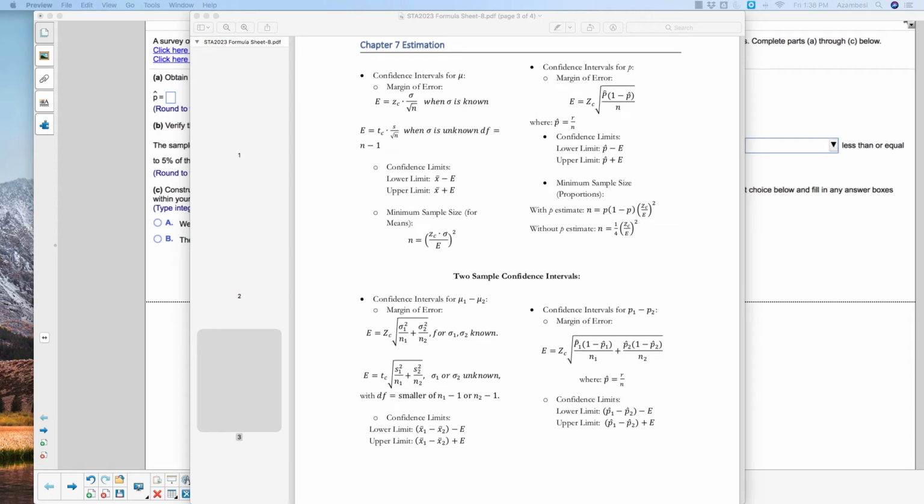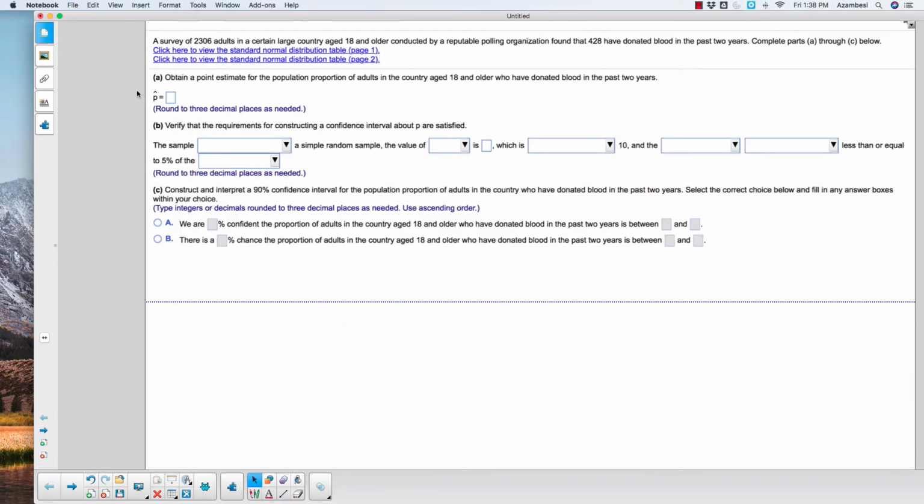Hey everybody, I wanted to take a few minutes and introduce Chapter 9 for you today, since we had to miss the workshop due to system malfunctions. Chapter 9 is all about estimation.